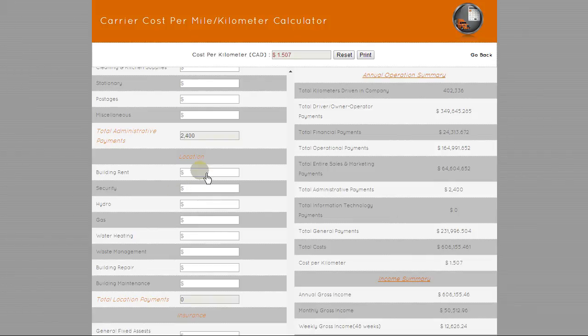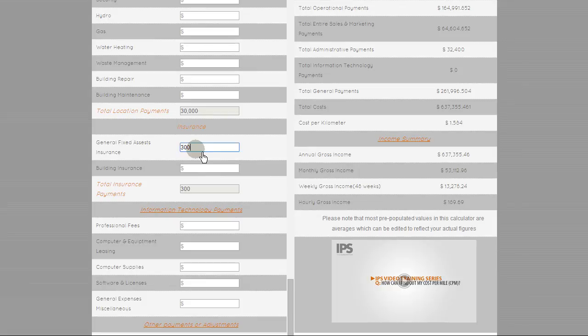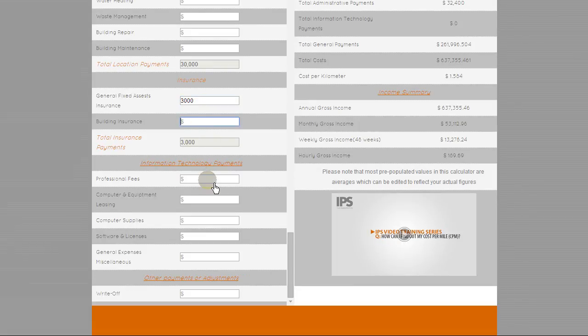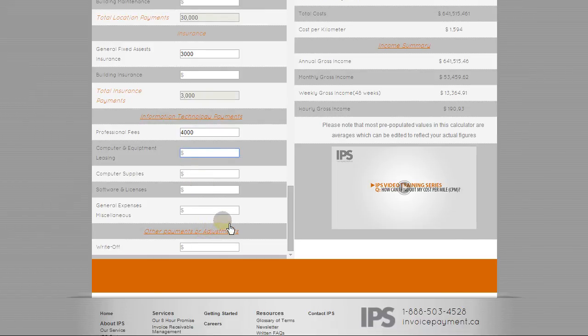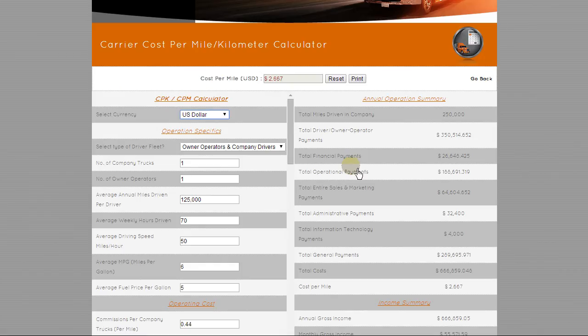Following this section, enter all the costs related to your physical location. Anything from rent to security, utilities, waste management, and the like, all need to be entered to get the total payments. Now consider any insurance premiums you are paying to protect the assets of the business. Under Information Technology Payments, you need to enter any professional fees you're paying for IT. Also, other expenses that are very common, but often overlooked, are the unforeseen expenses. We calculate the standard 5% for this in order to ensure that your cost per mile has a small buffer that ensures you will be paid fairly, minimize losses, or turn gains.